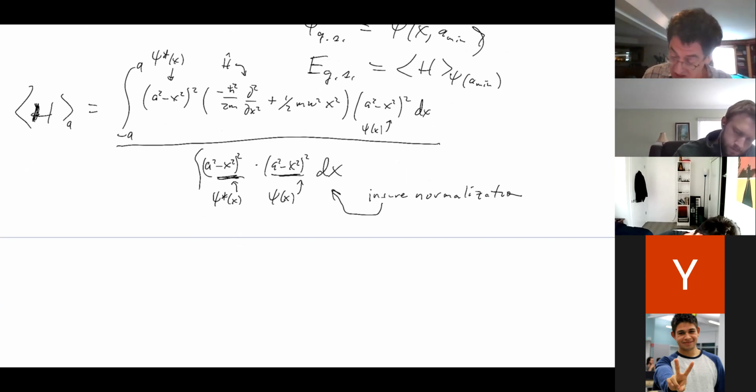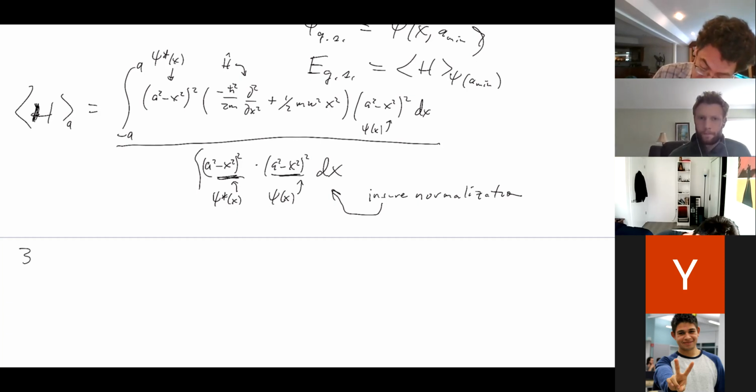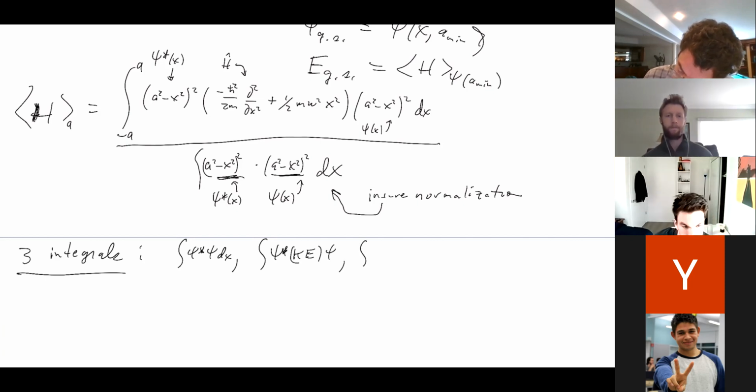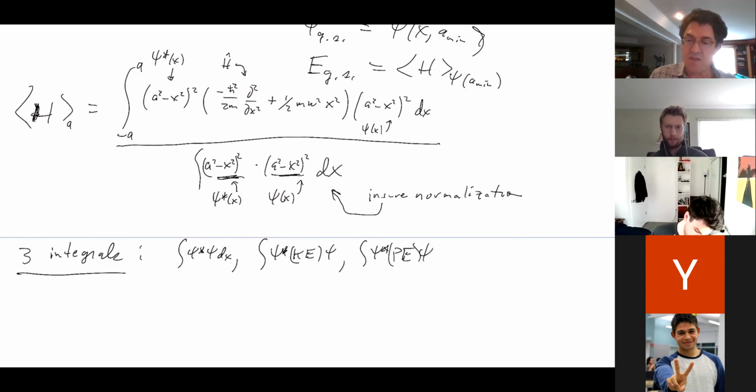Now I have three integrals that I have to solve. I've got to do the normalization integral, then the kinetic energy integral, and then the potential energy integral. You see how there are three integrals in this big mess of stuff. So let's do those three integrals one at a time. Let's just grind through it.